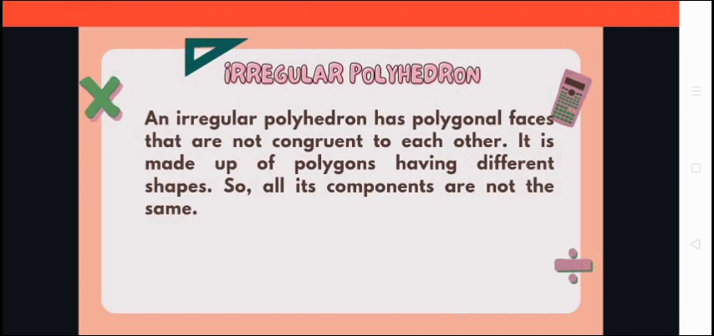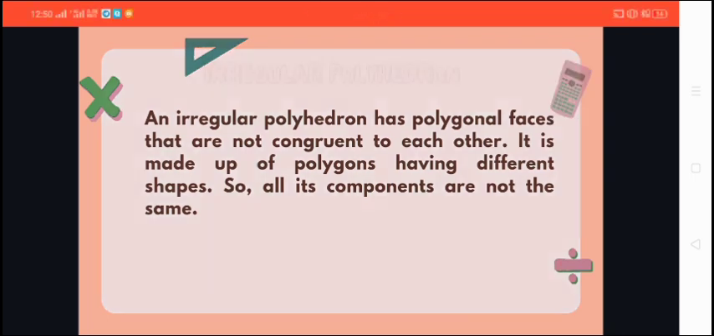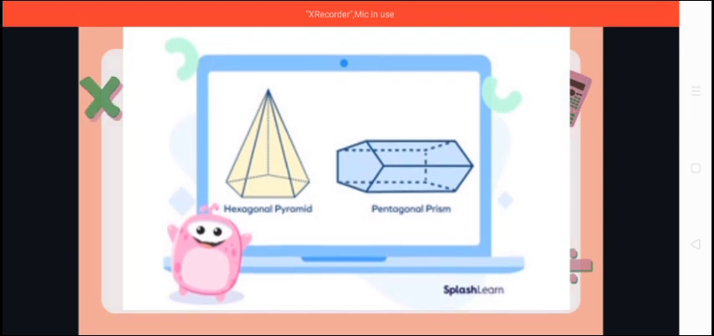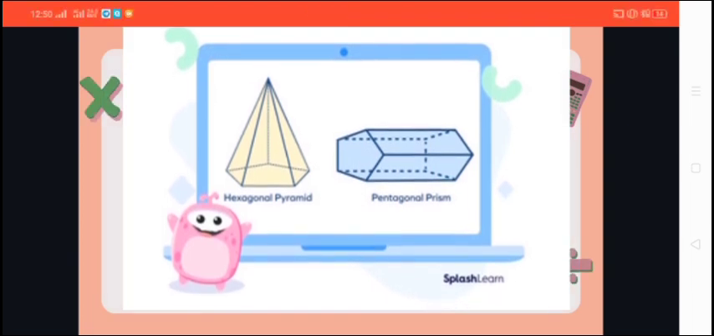So we have here the definition of an irregular polyhedron. An irregular polyhedron has polygonal faces that are not congruent to each other. It is made up of polygons having different shapes, so all its components are not the same. Some examples of an irregular polyhedron are the hexagonal pyramid and also the pentagonal prism.